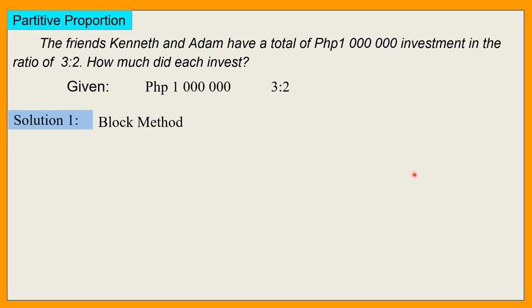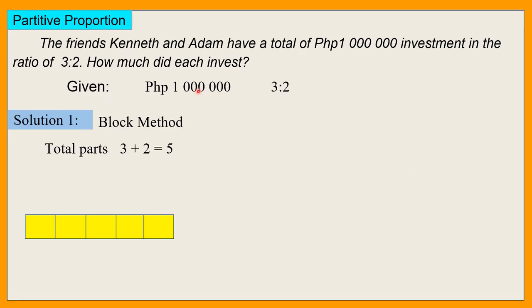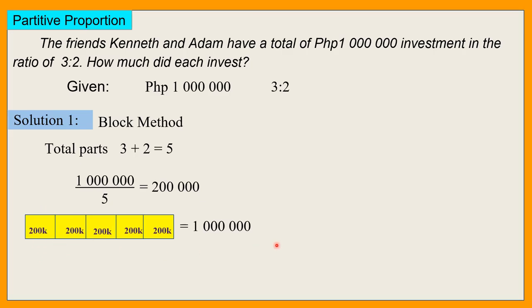Solution. So, unahin natin ang block method. So, add natin yung total number of parts. So, we have 3 plus 2 equals 5. So, ilang blocks ang gagamitin natin? So, we have 5 parts. So, 5 blocks. So, that is 1, 2, 3, 4, 5. At yung total ng blocks na ito ay 1 million. Diba? So, yung 1 million natin, hatiin natin sa 5 blocks. So, that is 1 million divided by 5. And that is equal to 200,000. So, bawat block ay 200,000 or 200K.